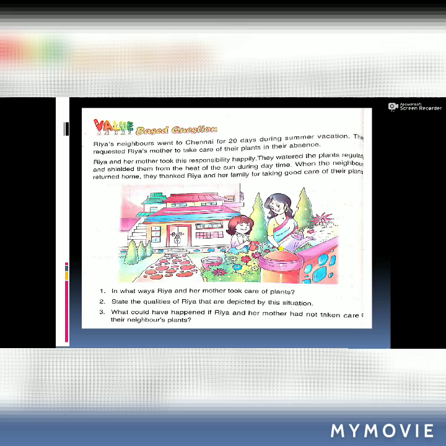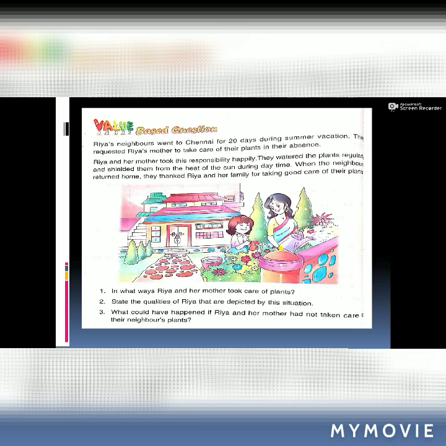This time, children, you yourself solve the questions and show them to me. Then, after the end of this lesson, I will give you all the questions and answers collectively so that they will be with you always. Understood? You see what is first. In what ways did Ria and her mother take care of plants? Very easy. You have to write yourself how they were caring for the plants.